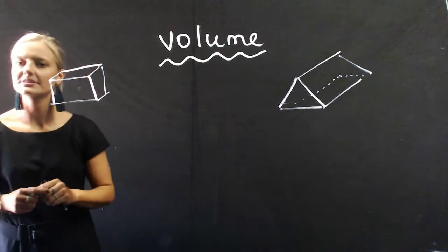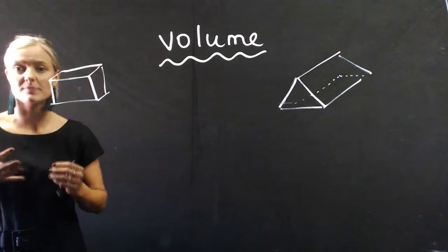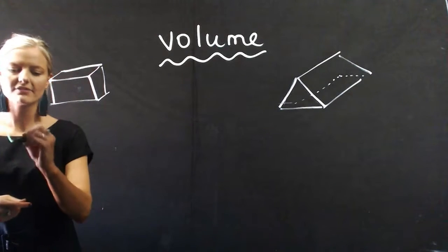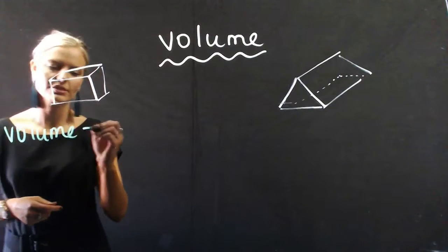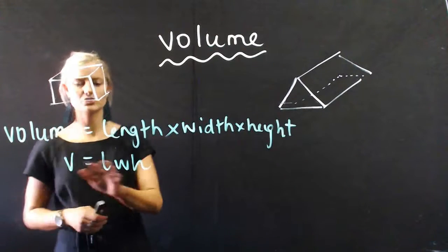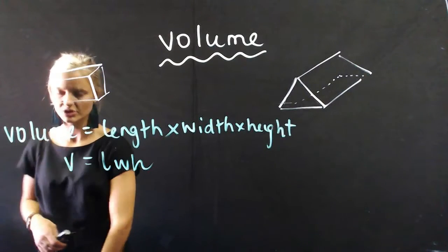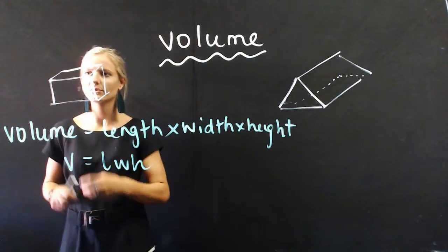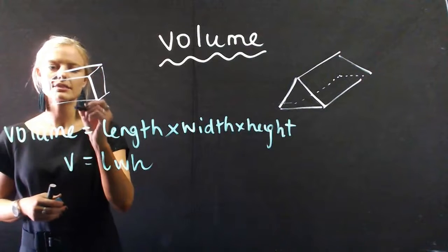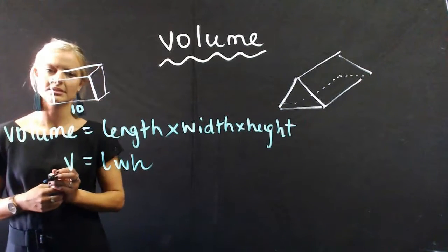For any rectangular prism, you can find its volume, or how much space that object takes up, by finding its length times width times height. We can shorten that to V equals LWH. So looking at your shape or your 3D object here, its length, width and height should be listed.